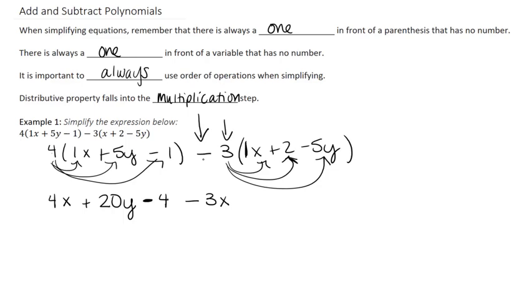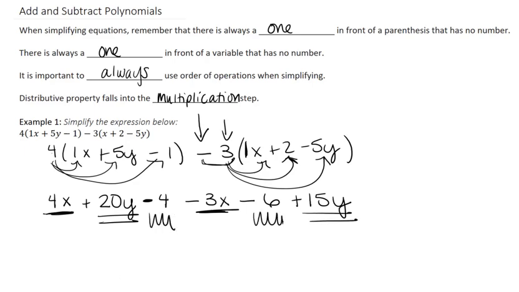Now we have negative 3 times 2, so that's negative 6. Now we have negative 3 times negative 5y, so 2 negatives make a positive, so it's 15y. Then our next step will be to add the terms we can add together, which we've done before. So we have an x here, and an x here, so we can add those together. Then we have y here, y here. Then we have a number here and a number here. So we'll need to add up all these terms in order to simplify the expression.